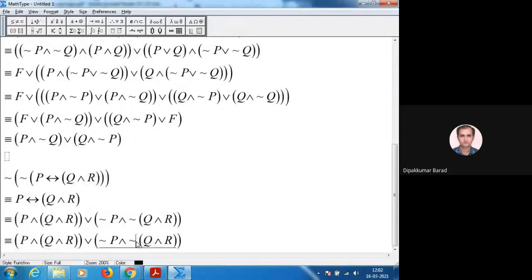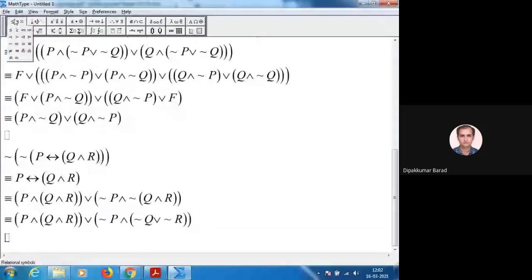Instead of this, what I get is not Q or not R. Now here we can apply the distributive property. So I get not P and not Q.